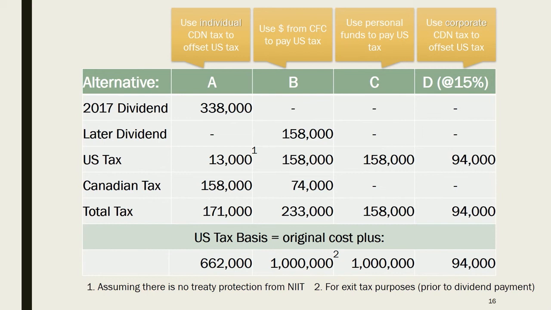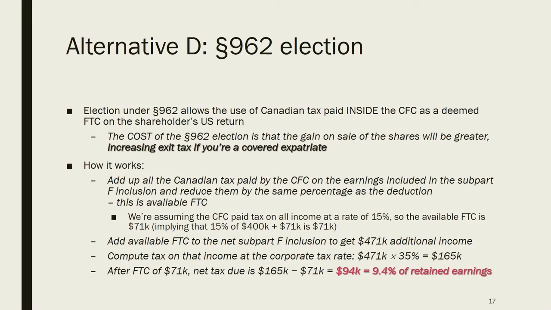Okay. Thank you. So basically with a 962 election, you can use the tax paid inside the corporation as a deemed foreign tax credit. But the cost is that we don't get to add that $1 million Subpart F inclusion onto the tax basis of the shares. All we get to add is the actual U.S. tax we pay.